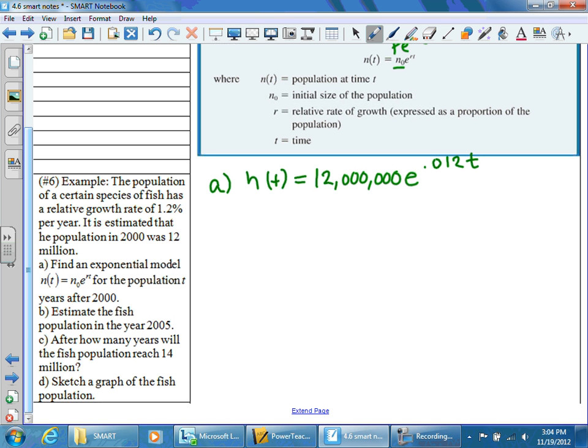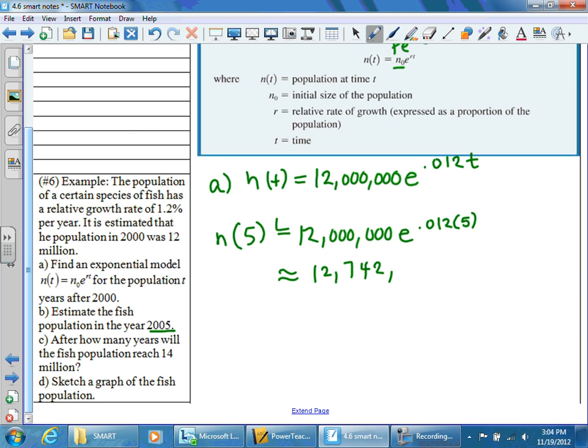So let's see, for the population after 2000 then, I'm going to have to put in a time of 5 for 2005. And here I got approximately 12,742,039 fish.